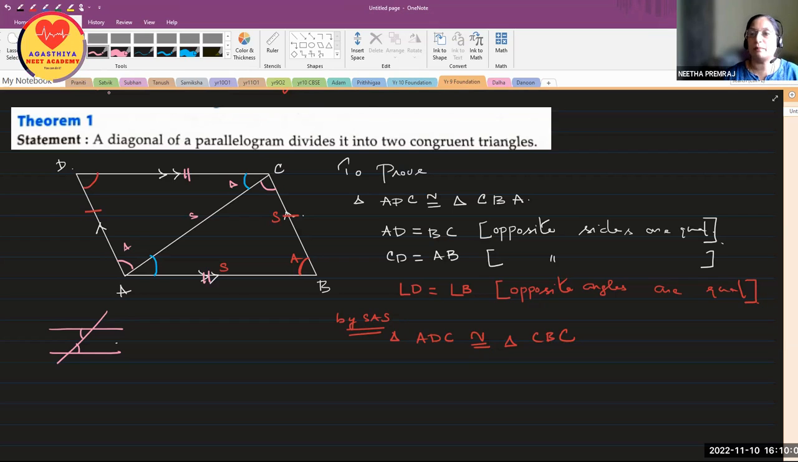இந்த method, this is the method ங்கிறது கிடையாது. If you are very clear with all the properties, then you can prove triangles are congruent in various ways, அவ்வளவுதான். So you can prove by ASA method also.